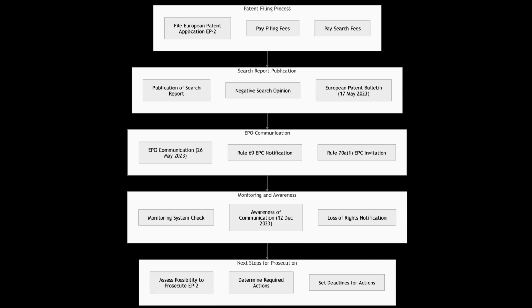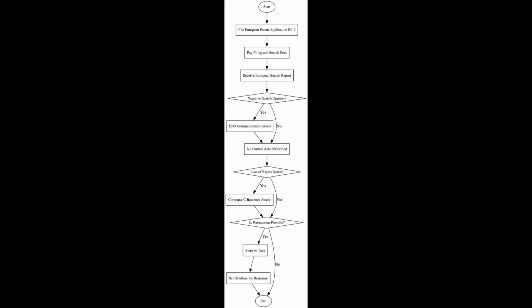However, no further actions were taken by Company C. Due to an isolated mistake in an otherwise satisfactory monitoring system, Company C became aware only today of a communication from the EPO, dated 12th of December 2023, notifying a loss of rights. The question is: is it still possible for Company C to prosecute EP2? If so, what steps must be taken and by when?